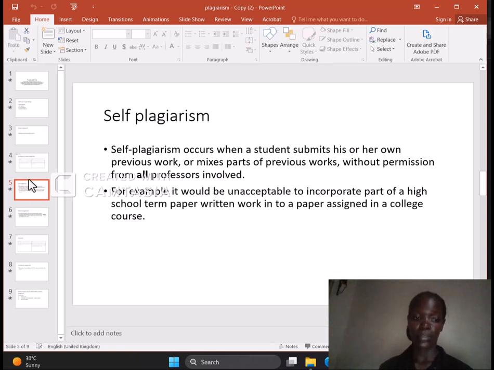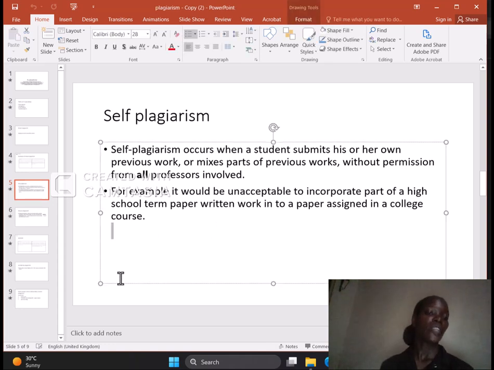And as the example says, it would be unacceptable to incorporate part of a high school term paper into a paper assigned in a college course. You may have done a paper in secondary or high school, any level of education, but then you've moved from that level to another and you're given maybe similar work. What you do is just rewrite what you wrote in the previous assignment. That is wrong. That is what we call self-plagiarism.